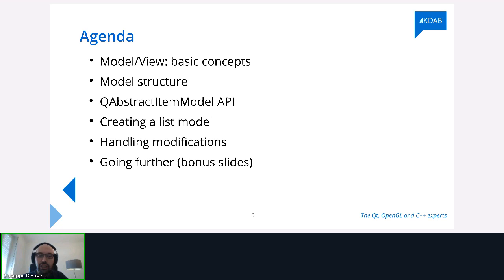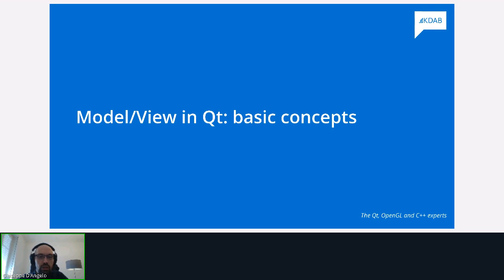And then we will change it to one which is actually modifiable somehow. So we will see how we can handle modifications of the model data. And then, time permitting, we can see how this can evolve into something more complex. So stuff like a table model or a tree model or other more complicated model concepts. I've got some slides at the end, time permitting. So without further ado, let's get cracking and let's start discussing the very basic steps about model view programming in Qt.